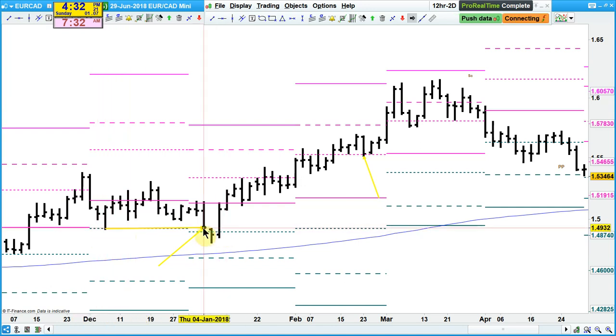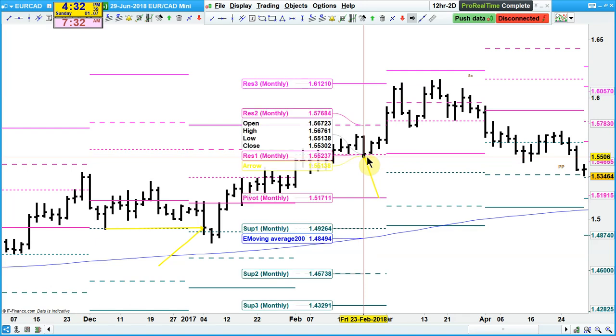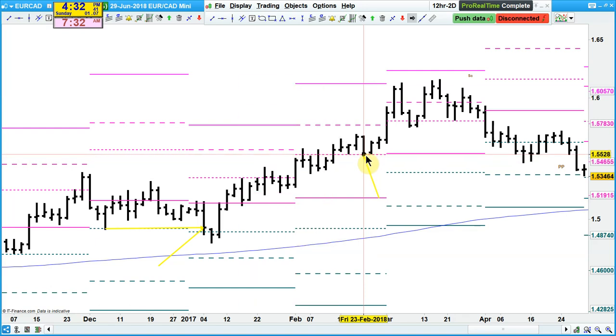So this is an all sellers out because it closed above the support, the low of the hammer, and the close is very near to the low. This is a perfect example of an all sellers out because the close is above the support, and the close is very near to the low.